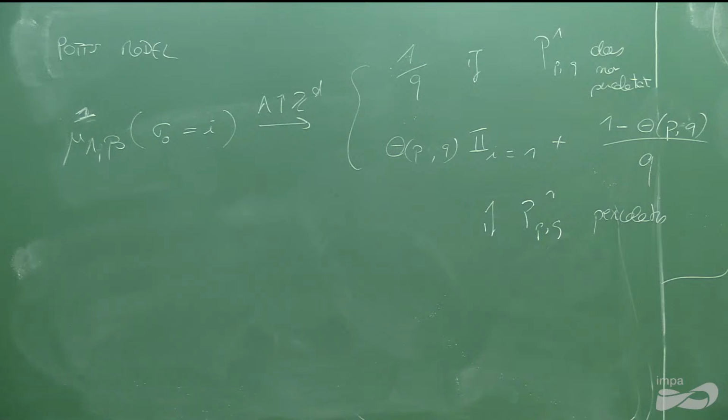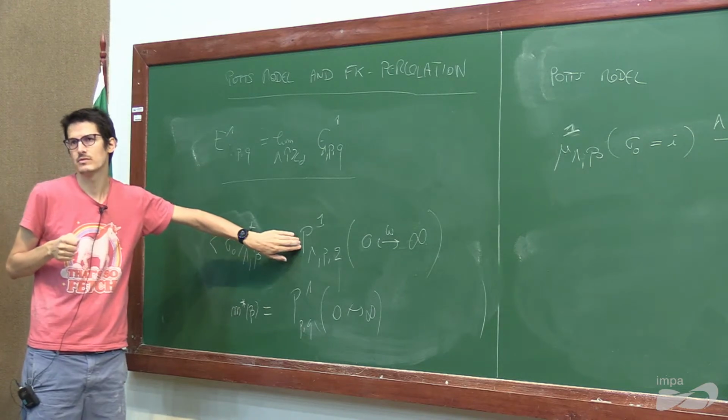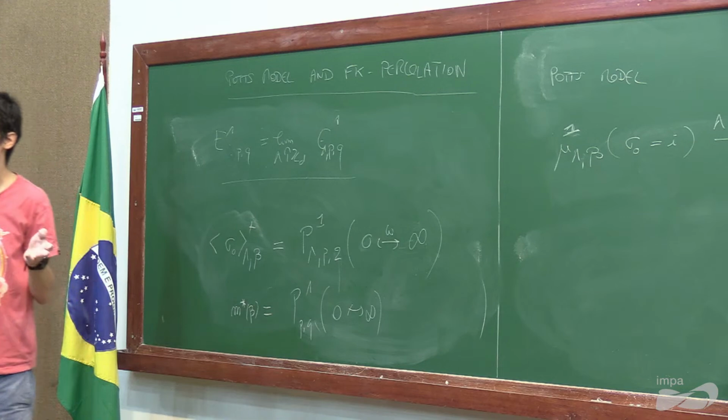Okay, but now what I want to emphasize is that also having the FK percolation perspective allows you to ask other kinds of questions. Because, okay, so far we have just looked at the boundary condition 1, but you can also look at things with boundary condition 0.